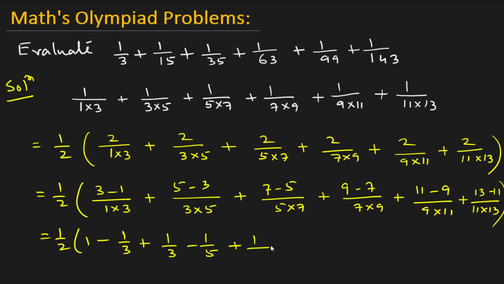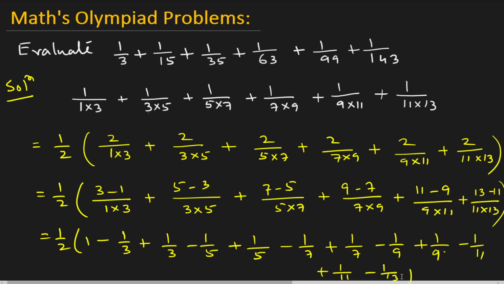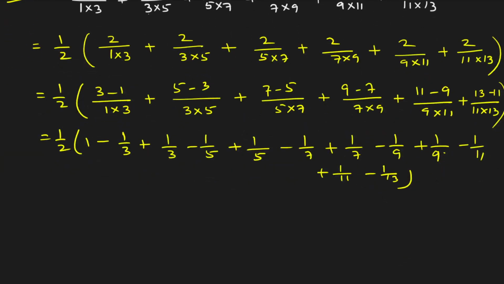Like this we have to divide each and every factor. 1 by 5 minus 1 by 7, 1 by 7 minus 1 by 9, 1 by 9 minus 1 by 11, and then finally 1 by 11 minus 1 by 13. You see, almost most of the terms will cancel out, like this. 1 minus 1 by 3 plus 1 by 3, these two will cancel out, this term will cancel out. So what do we have? We have only 1 minus 1 by 13, right?